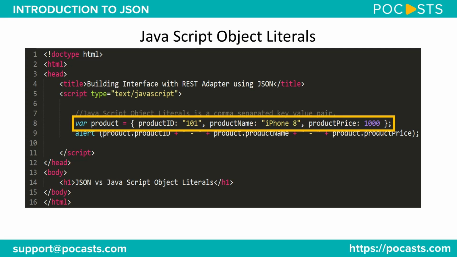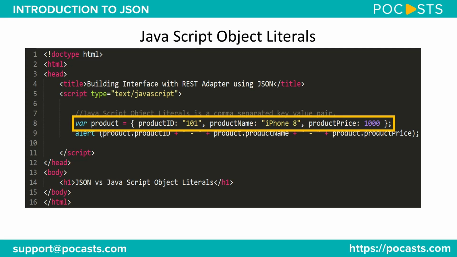So if you say var, that's a variable called product, then you define some variables in it, like product ID with some value, product name with some value, product price with some value. And then you access it with the object name, dot, field name. It's like defining a class with member variables, then creating an object of the class, and then using dot notation to access those variables. It's a similar concept, right?